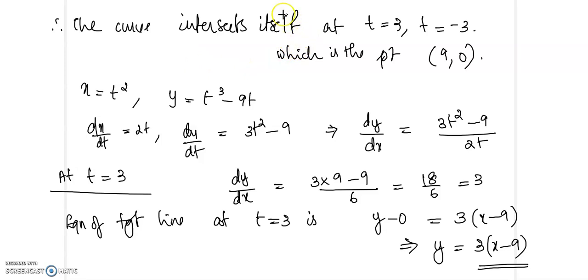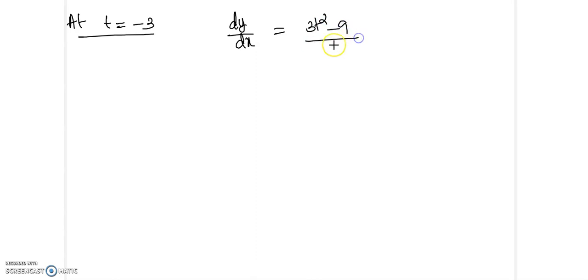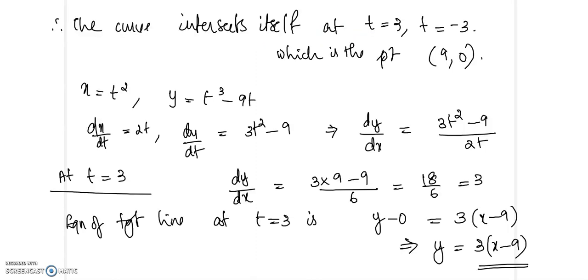Now let us look at what happens at t equal to minus 3. So at t equal to minus 3, when you take dy by dx, dy by dx is 3t square minus 9 by 2t.